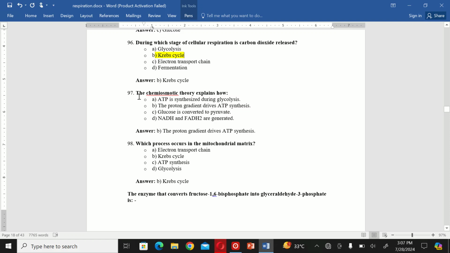The next MCQ is the chemiosmotic theory explains how A. ATP is synthesized during glycolysis. B. The proton gradient drives ATP synthesis. C. Glucose is converted to pyruvate. And D. NADH and FADH2 are generated. So the correct option is B.